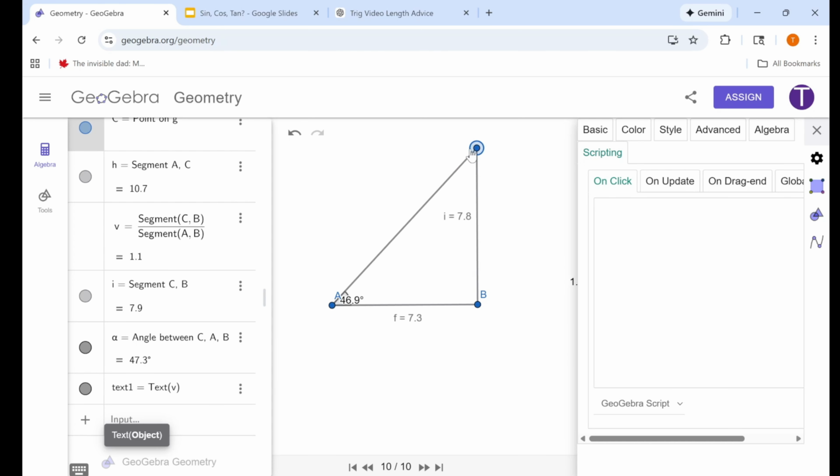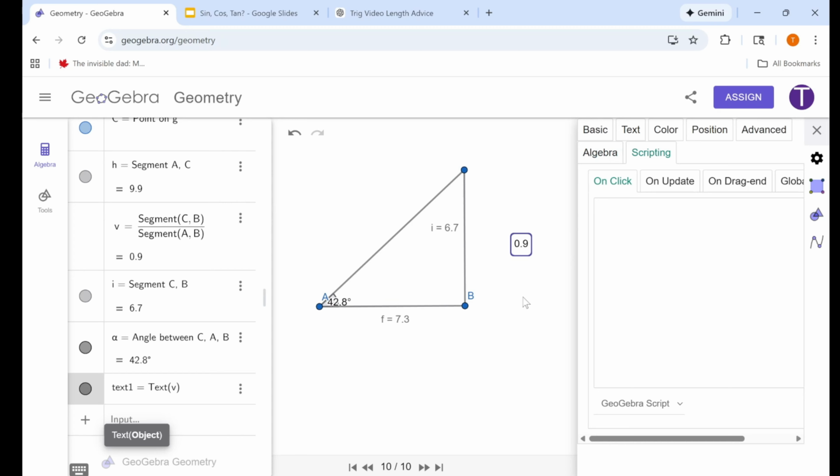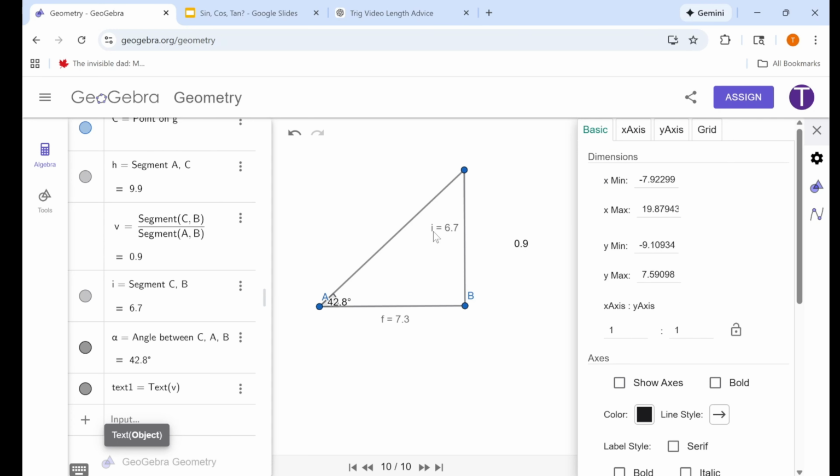Interesting. So I'm making the angle bigger. I is changing, but F isn't changing. Okay, interesting. So as the angle gets bigger, I gets bigger. As the angle gets smaller, I gets smaller. Okay. So next I want to look at this number. So that number is telling us what happens when I divide this number by this number. So right now if I divide 6.7 by 7.3, it's going to give me 0.9.